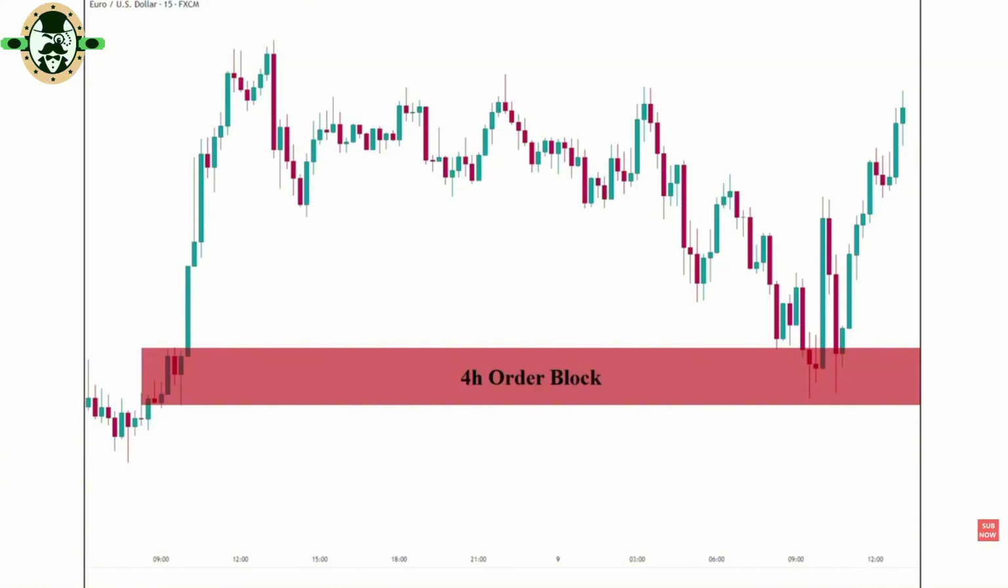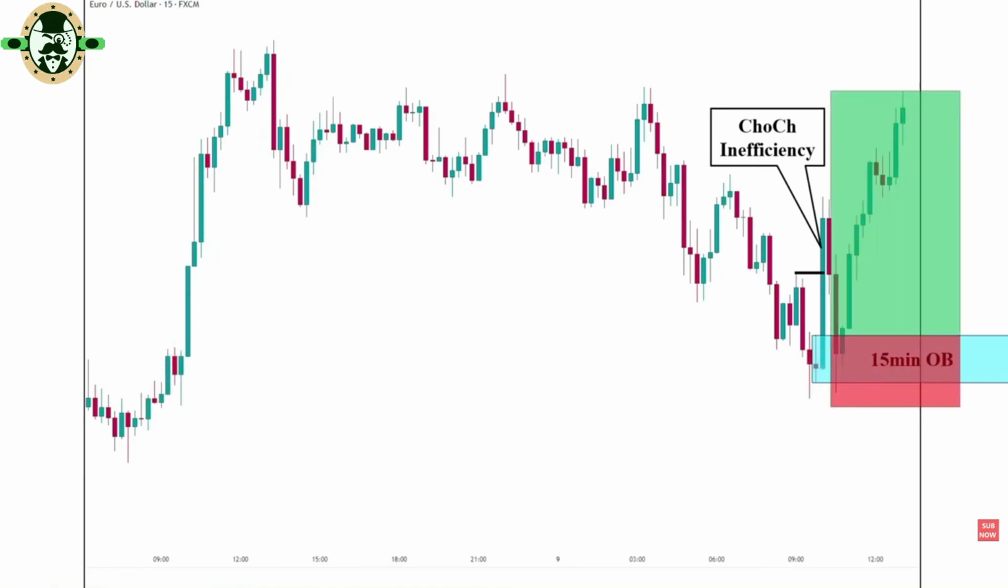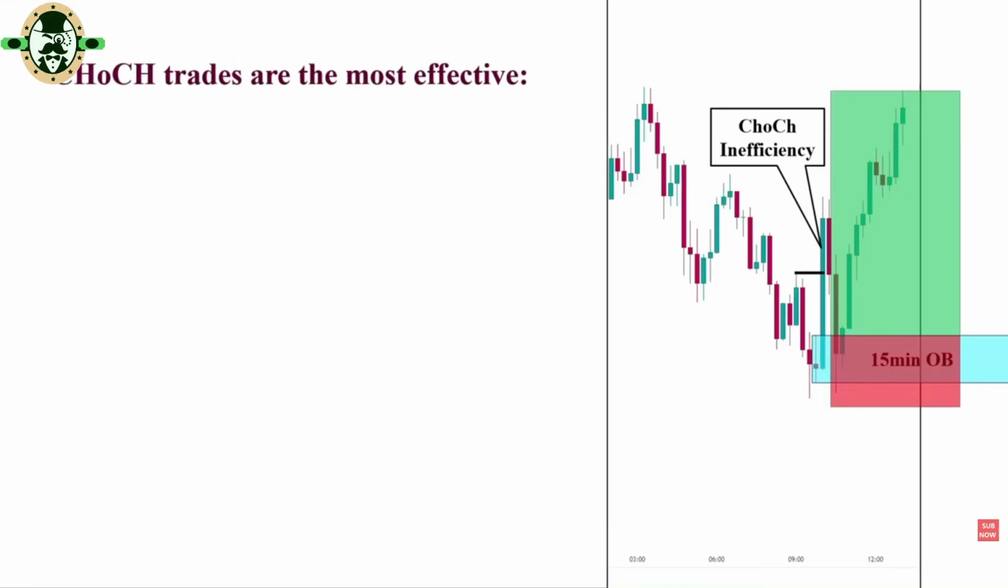The final entry is continuation. This applies only in strong trending markets. Every valid order block with inefficiency becomes a possible entry, but not all will hold. This is why patience and risk management are key.